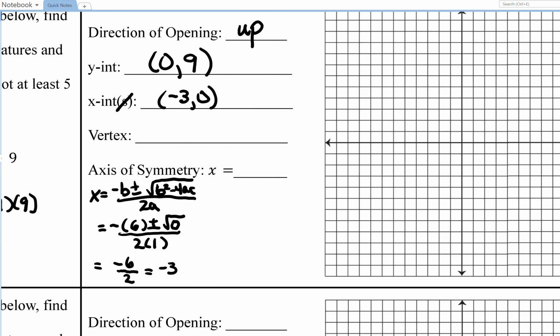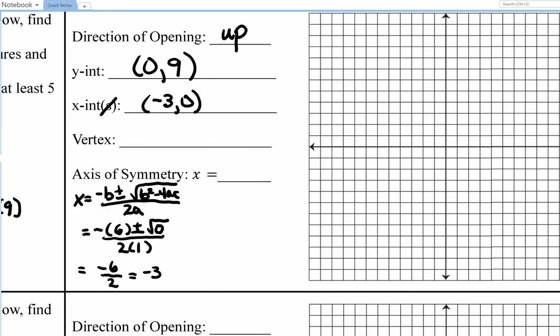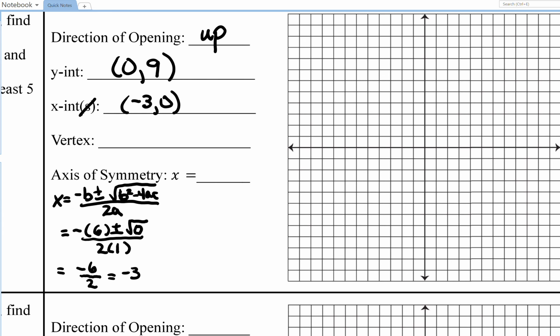So we've got a couple points here. Let's graph these. My y-intercept is at 0, 9. So I'm going to go 1, 2, 3, 4, 5. Label that as 5, 6, 7, 8, 9, 10. Label that as 10. Right there at 0, 9 is where my y-intercept is.